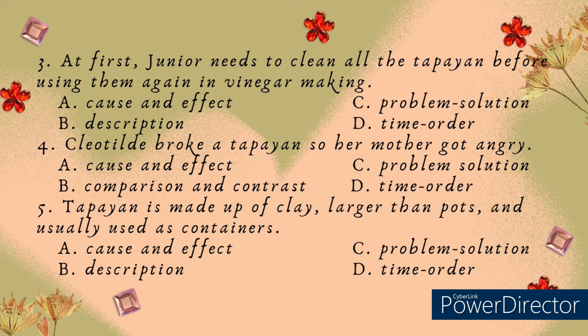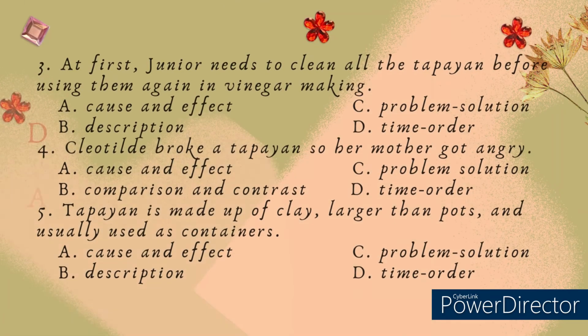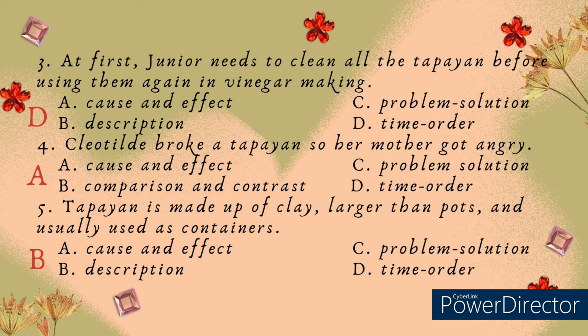Let's check your answer. Check your own work and be honest. Number 1. The correct answer is letter B, comparison and contrast. Number 2. The correct answer is letter C, description. Number 3. The correct answer is letter D, time order. Number 4. The correct answer is letter A, cause and effect. Number 5. The correct answer is letter B, description. Who got 5?